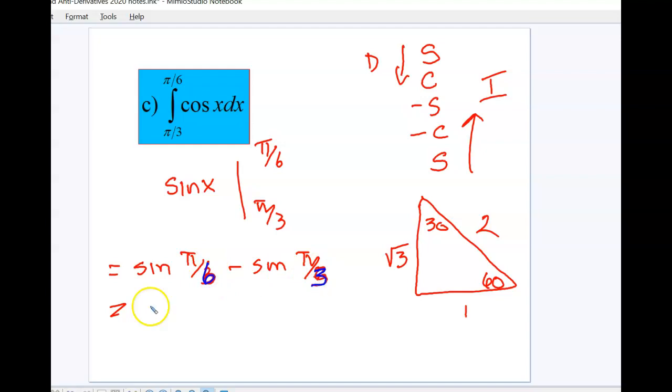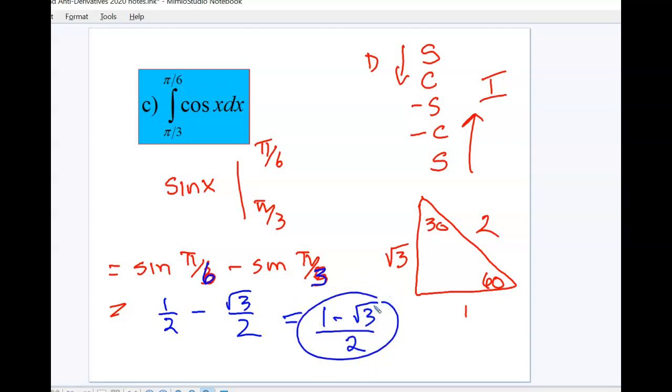So the sine of pi by 6 is the sine of 30, which is going to be opposite over hypotenuse, so that's going to be 1 over 2. And the sine of pi by 3 is the sine of 60, which is root 3 over 2. And that could be your final answer. Now, some textbooks might combine them into one term, but they would probably give their answer as an exact value.